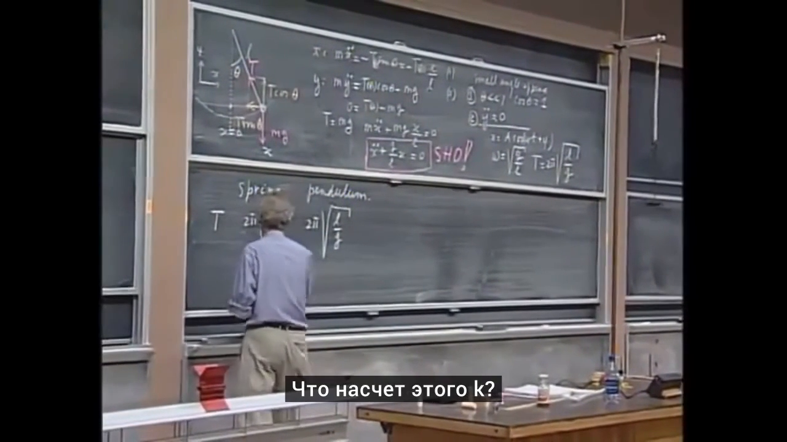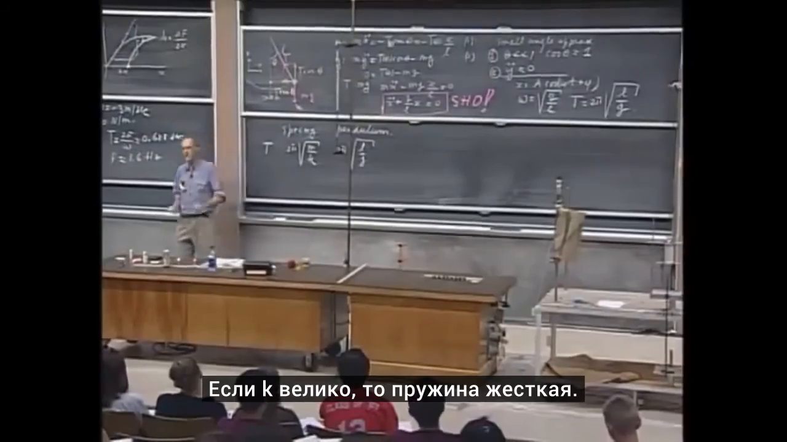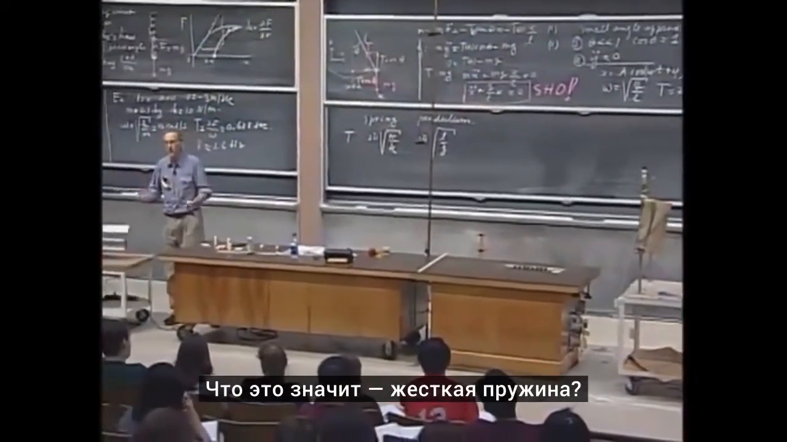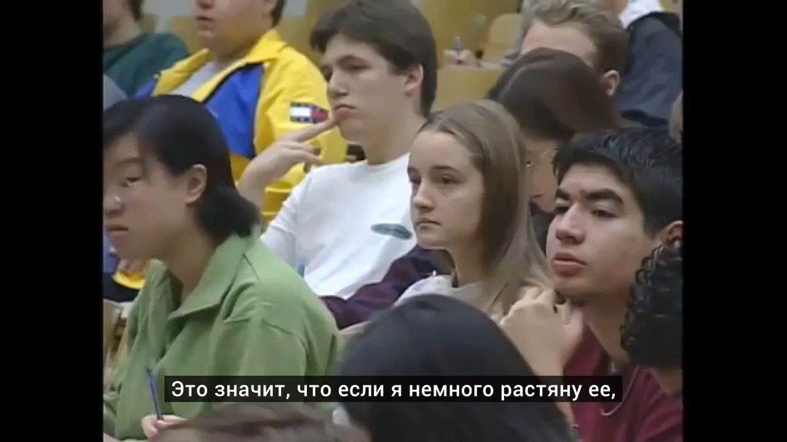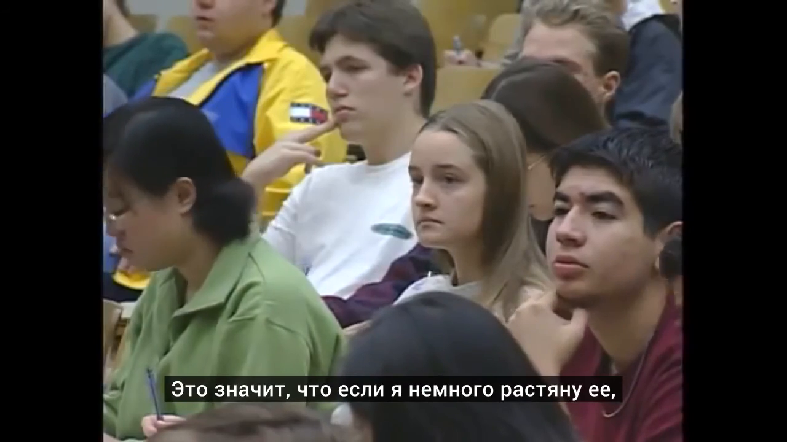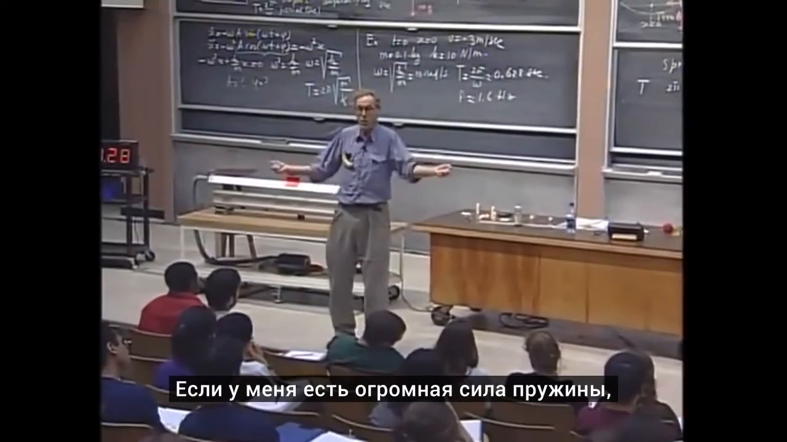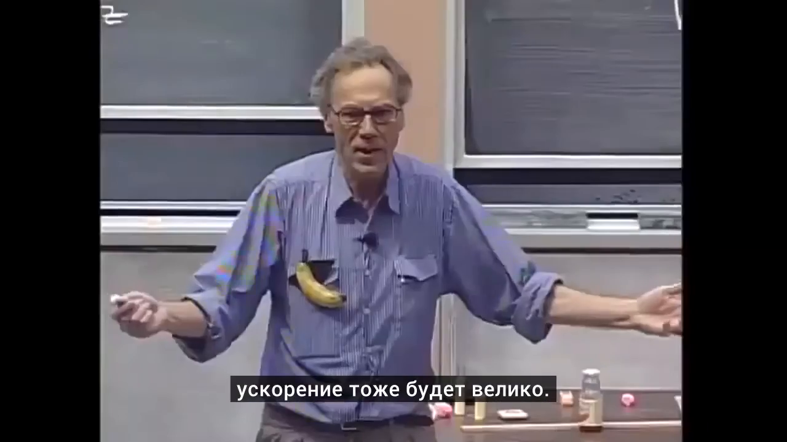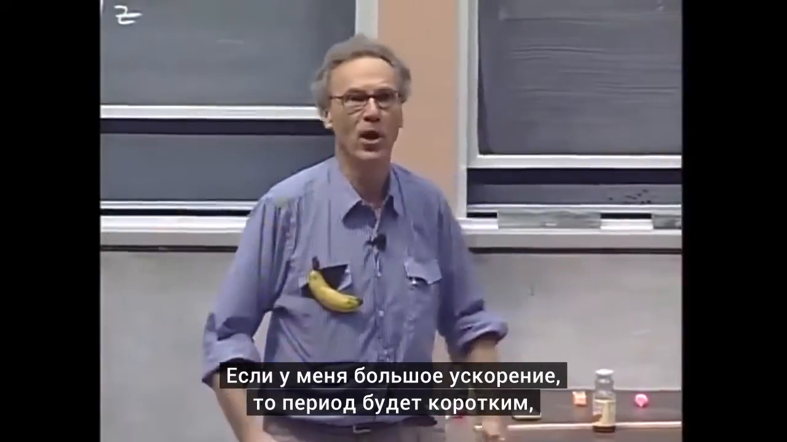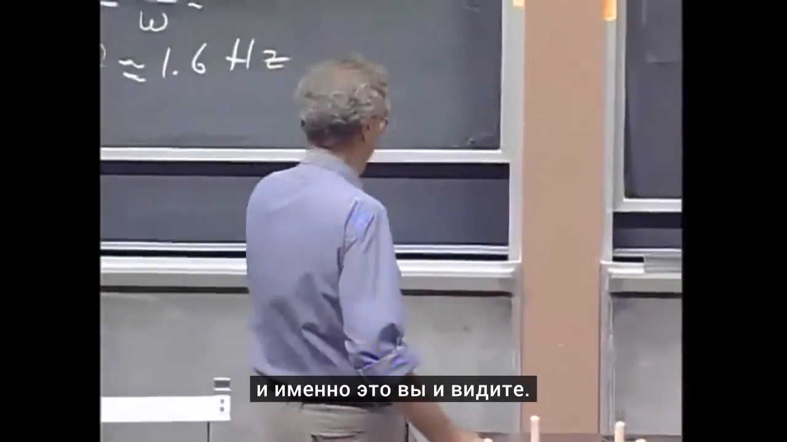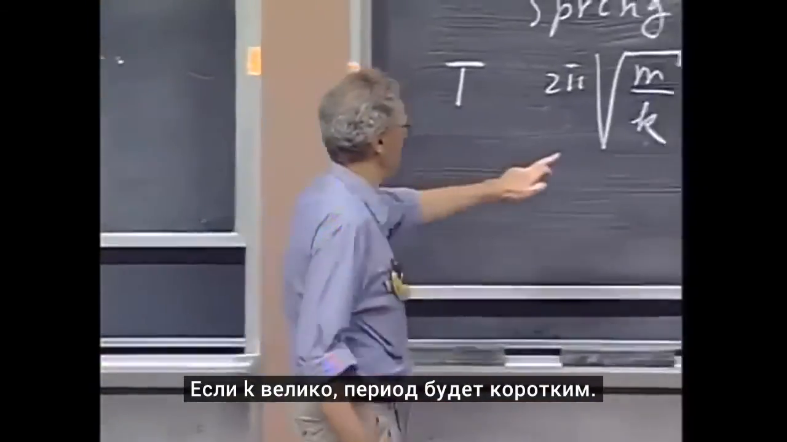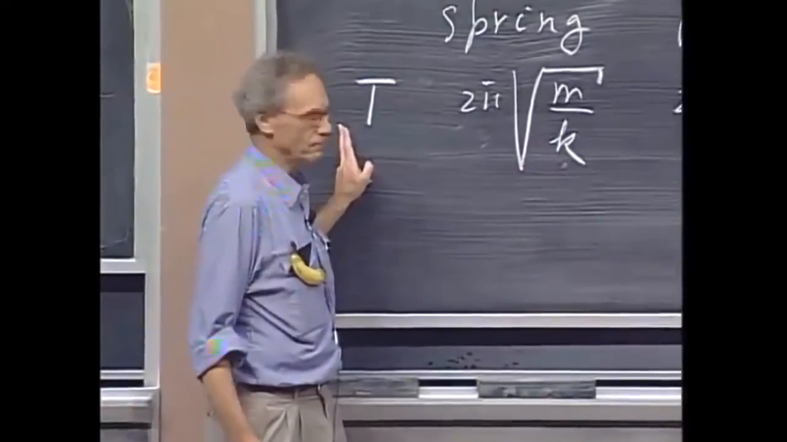How about this k? If k is high, then a spring is stiff. What does that mean, a stiff spring? It means that if I give it a small extension, that the spring force is huge. If I have a huge spring force, the acceleration on a given mass will be high. If I have a high acceleration, the period will be short. And that's exactly what you see. If k is high, the period will be short.